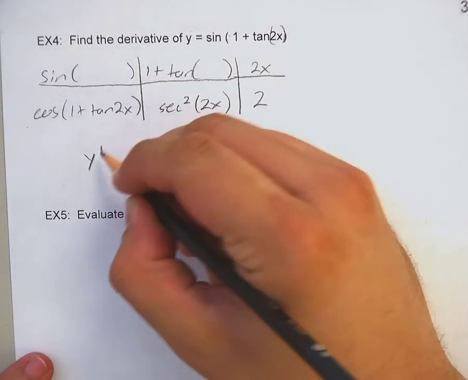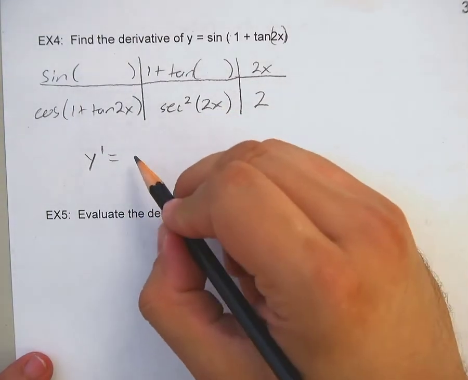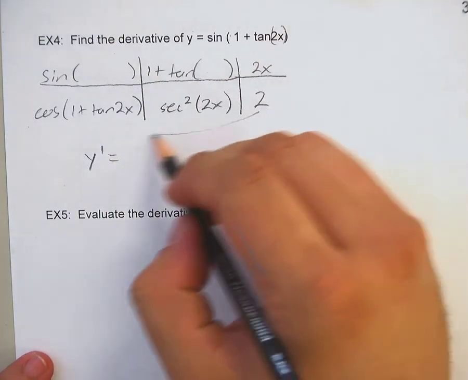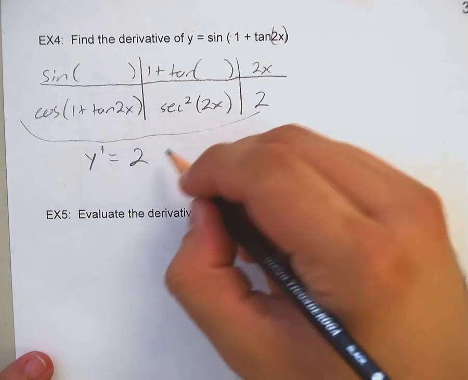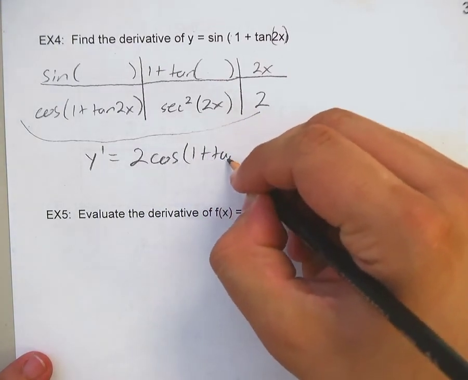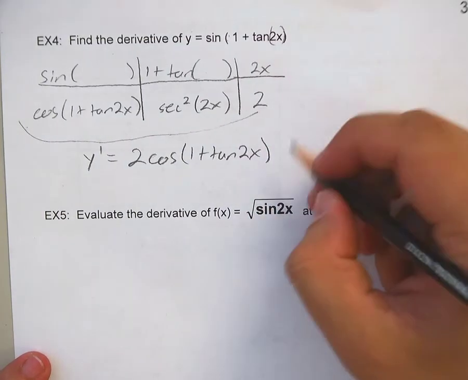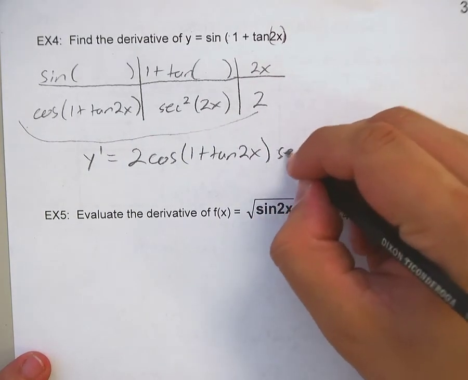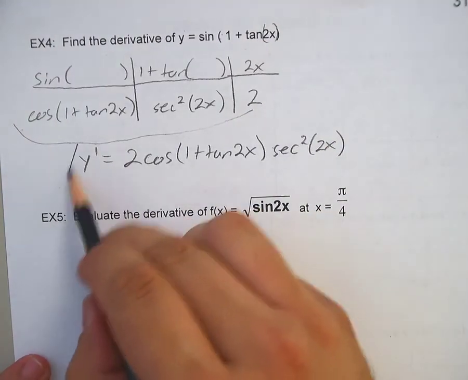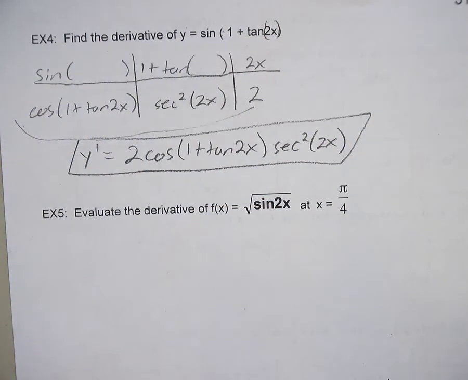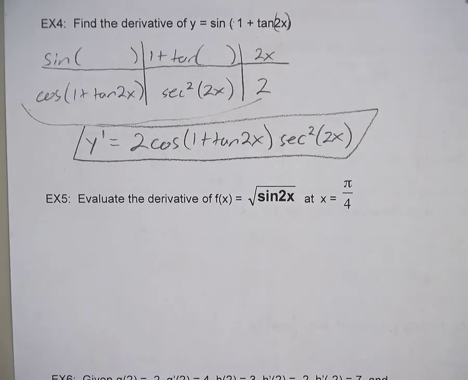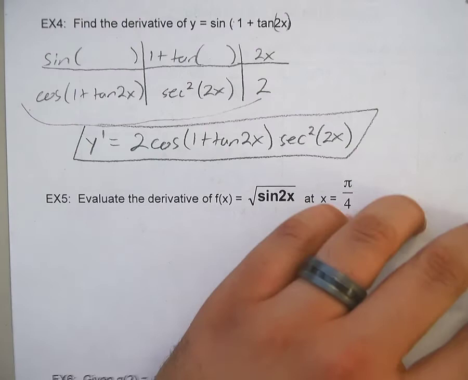So y prime, very simple here. Multiply all these together. Your 2, if you want to, can go ahead and move out front. 2 cosine of 1 plus tangent 2x times secant squared of 2x. Not horrible, is it? Again, you may be able to simplify that at a later time.